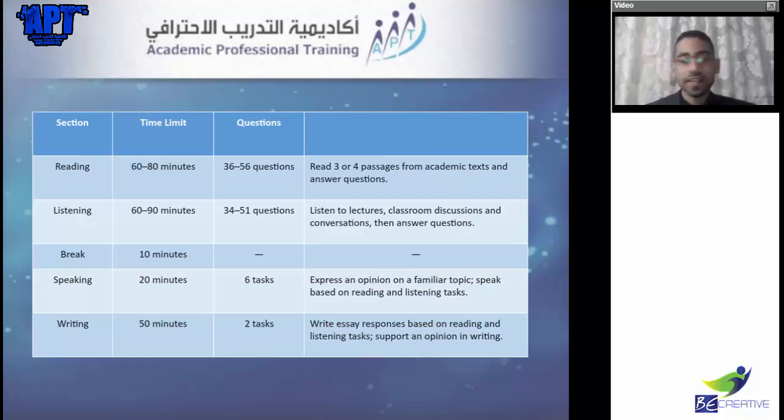After that, you take a 10-minute break. After the break, you go to the speaking part. The speaking part has the minimum amount of minutes. It has 20 minutes and six tasks. Some of them are integrated, some of them are not. So you speak sometimes based on a reading, speak based on a listening, and other things.